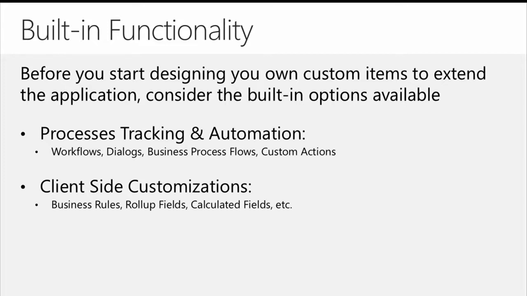Plus, the application has different functionality built into it to make it easier to customize. For example, from a process tracking and automation perspective, it comes with things like workflows, dialogues, and business process flows, things that you can use to update records automatically or add additional functionality to items based upon your specific needs. Or if you are looking for things that interact from a client-side perspective, you can do things like business rules, calculated fields, and roll-up fields.